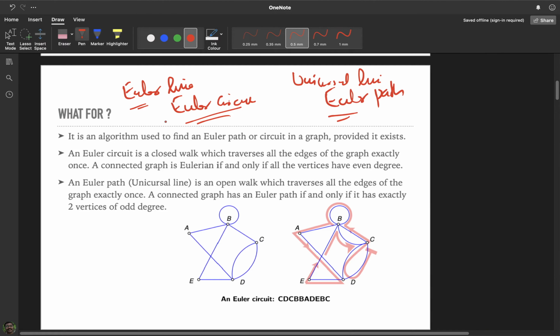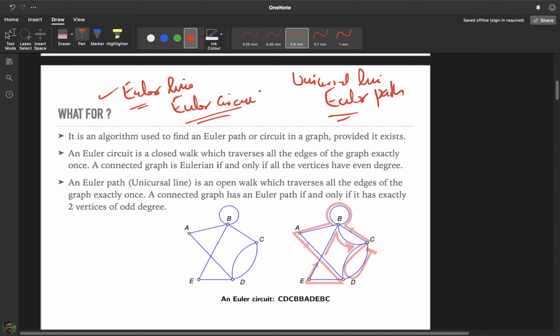We have also studied some characterizations of these Euler lines. A graph is Eulerian if and only if all the vertices have even degree. That is one characterization which you have studied. Similarly, for a universal line or Euler path, a graph has an Euler path if and only if there are exactly two vertices of odd degree.